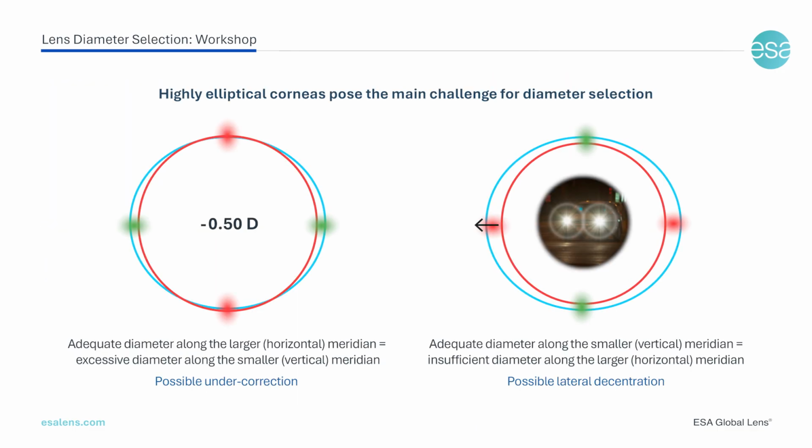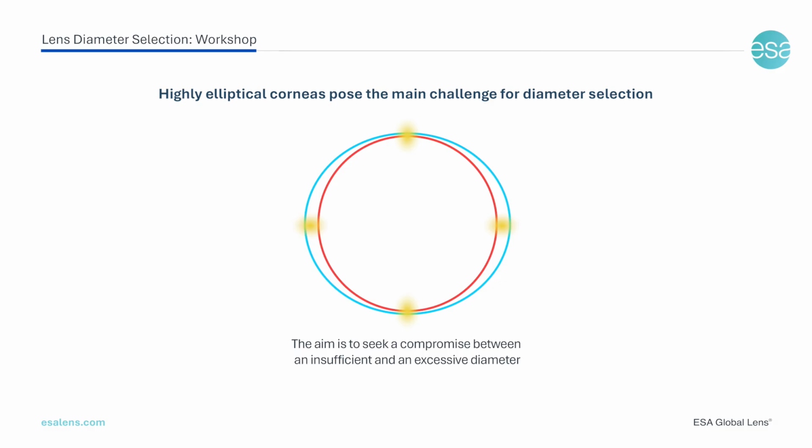As we saw in video number 3, with markedly elliptical corneas, we must find a balance. On one hand, an excessive diameter along the vertical meridian can lead to undercorrection. On the other hand, if we reduce the diameter to free the vertical meridian, we risk lateral decentration due to insufficient lens diameter horizontally. Our goal is to find the sweet spot, where we have enough vertical clearance to achieve the refractive power without sacrificing the horizontal stability needed for centration.